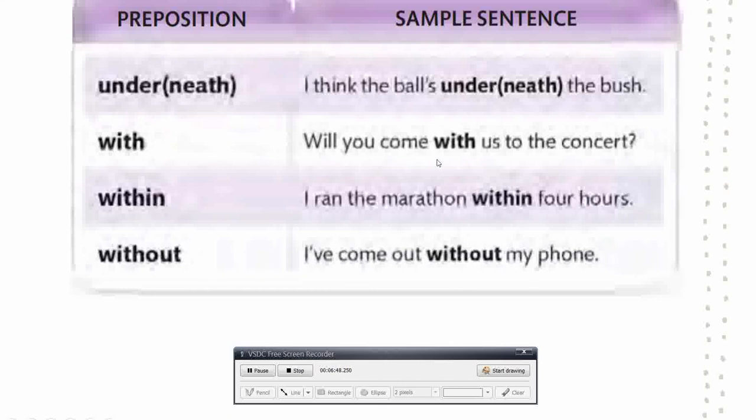With. Will you come with us to the concert? I ran the marathon within 4 hours. I have come out without my phone.